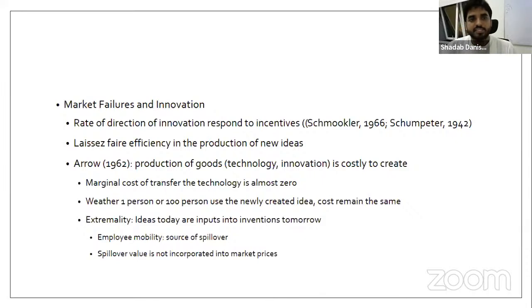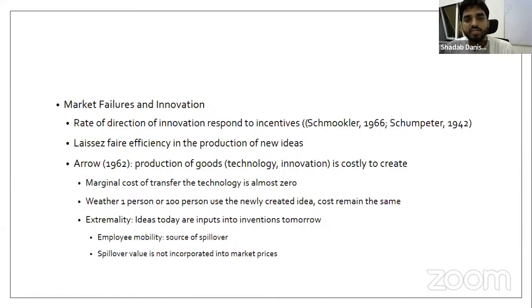And therefore, laissez-faire efficiency in the production of new ideas does not hold, or a free market will always underproduce innovation. Arrow comes up and talks about how to appropriate it and why it is not appropriate to have a free market when it comes to innovation. What he says is that production of goods or technology or innovation is costly to create. The marginal cost of transferring technology is almost zero.